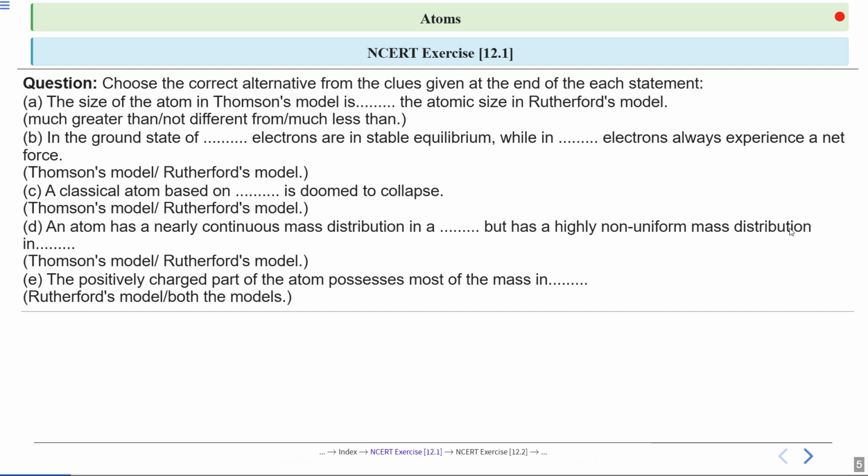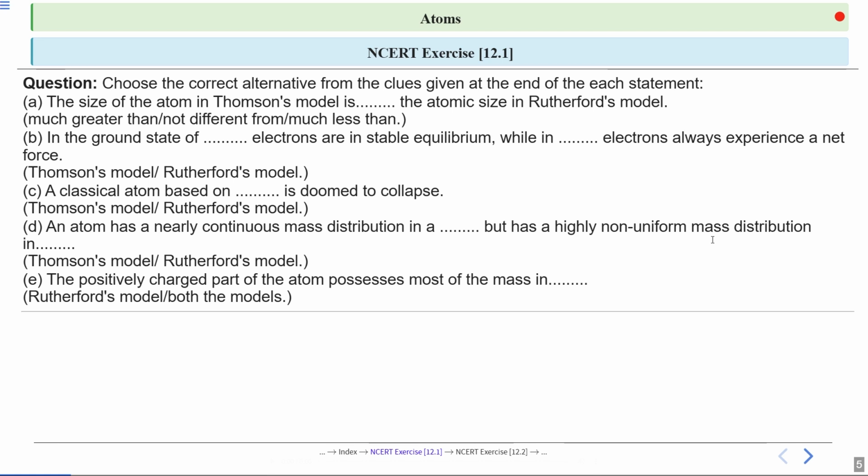So the statements given are: first, statement A, the size of the atom in Thomson's model is dash the atomic size in Rutherford's model. The clues are: much greater than, not different from, or much less than. B, in the ground state of dash, electrons are in stable equilibrium, wherein dash electrons always experience a net force. The clues given are Thomson's model or Rutherford's model.